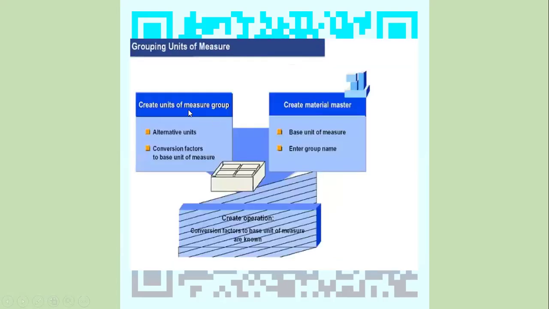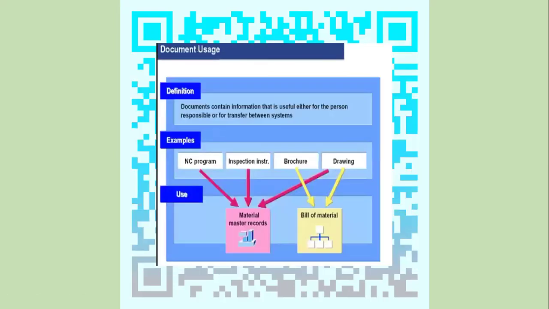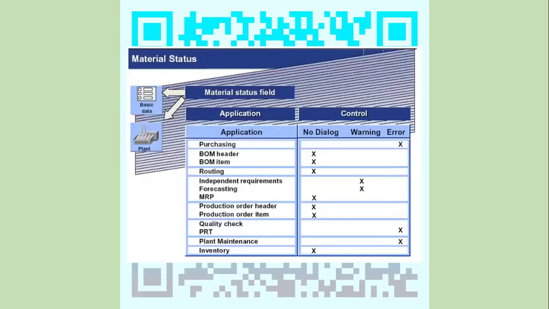So create units of measure group. We can create groups as well. And then base unit of measure in material master, we can use these material unit of measure groups as well. So we can differentiate our materials based on this also. Document usage. Some of the material master will be used for procurement, for inspection, for bills of material, for master records, for drawing. So there are different uses for material master.